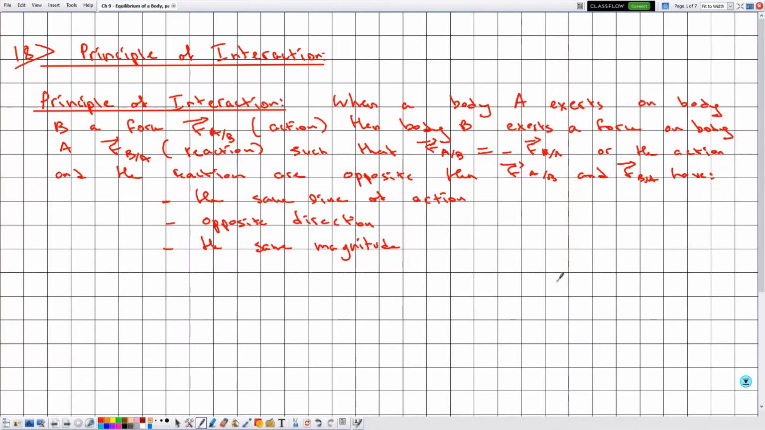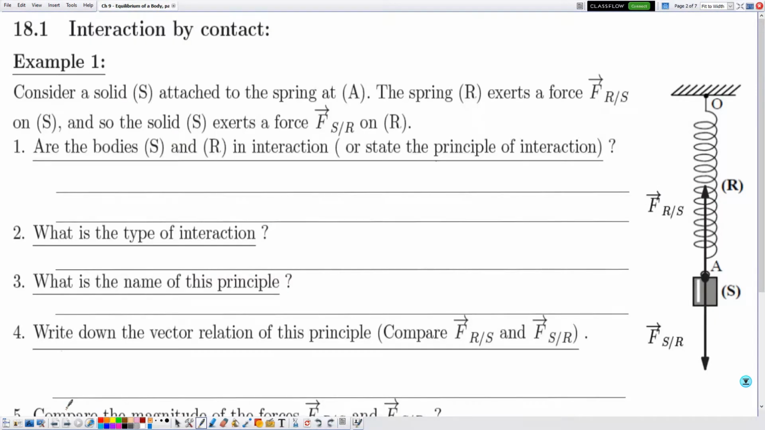Now interactions may also be classified into two types. It can be classified as an interaction at a distance or interaction by contact. So first let's consider the following example, which is considered to be interaction by contact.